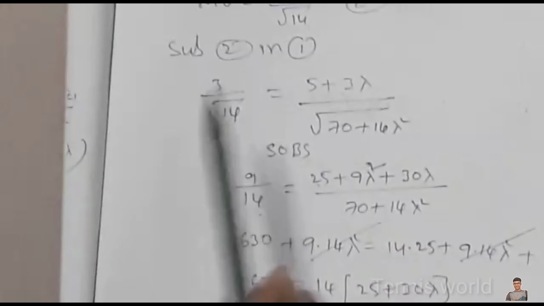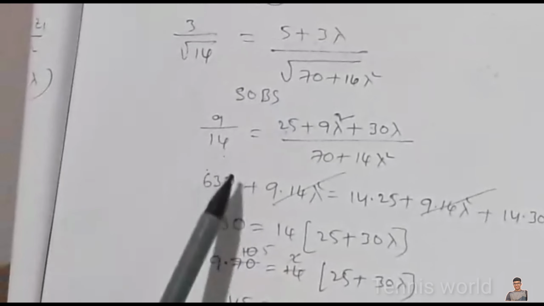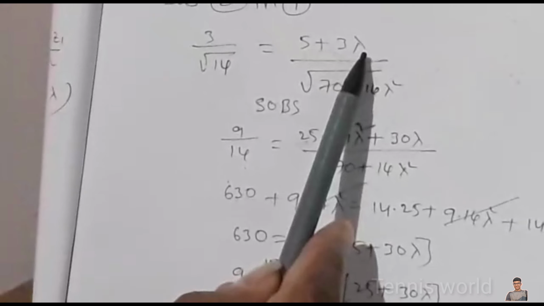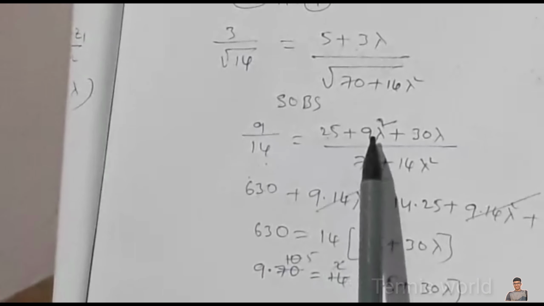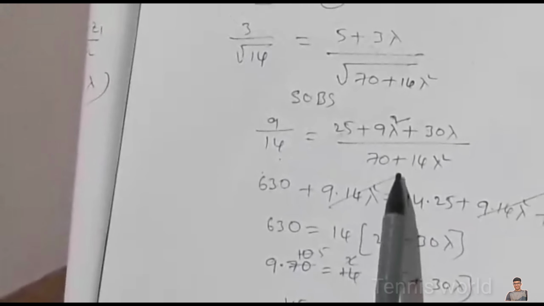Call it equation number 2. Substitute equation number 2 in equation number 1, which is this one. In the place of sin theta, put 3 by root 14. If you square both sides, 3 will become 9 and the root will get cancelled. Okay? So 5 plus 3 lambda whole square looks like (a plus b) whole square, which is a square plus b square plus 2ab.